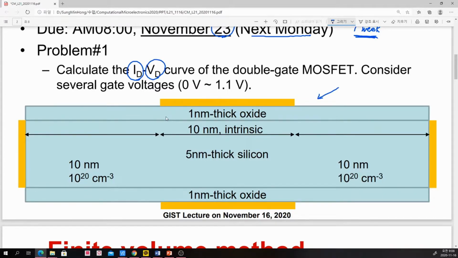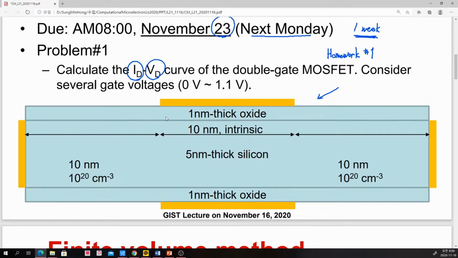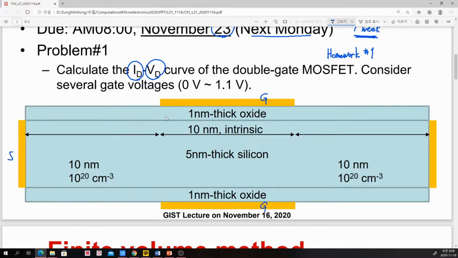This is exactly the same as homework number 10. At that time you calculated it, but now you fully understand how to calculate the terminal current. So by using the Scharfetter-Gummel scheme, please calculate the ID versus VD curve. Of course, this device has gate contact, source contact and drain contact.